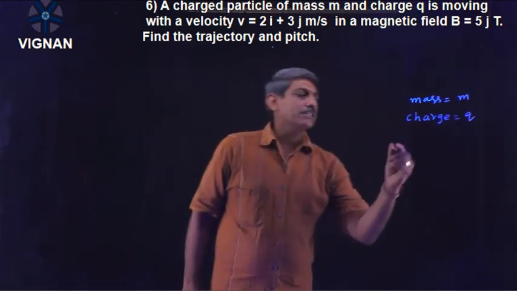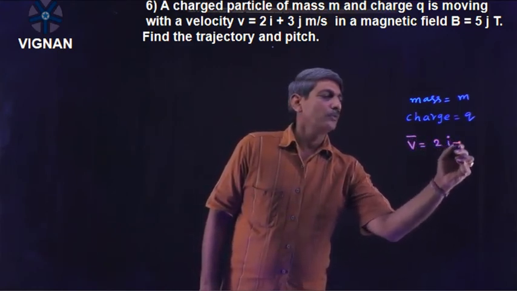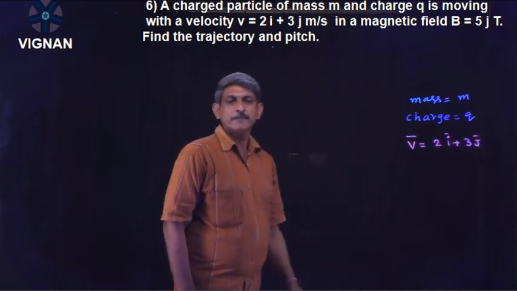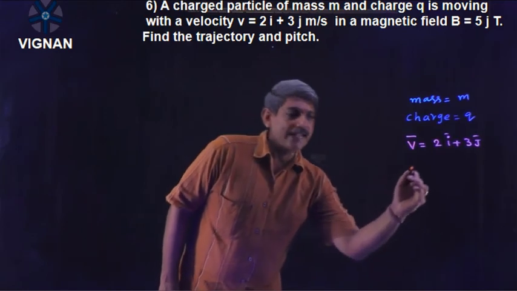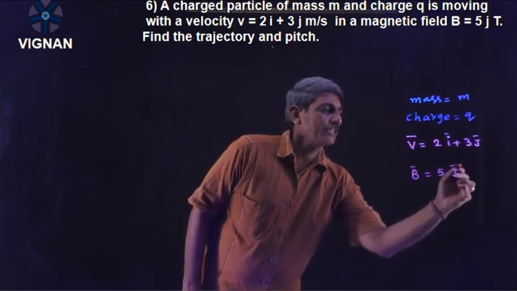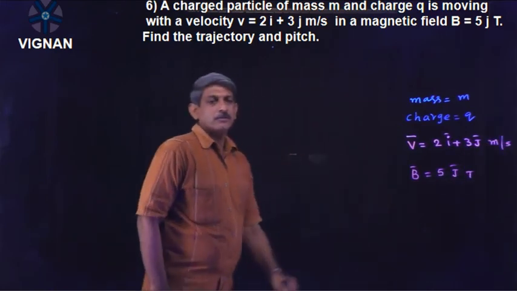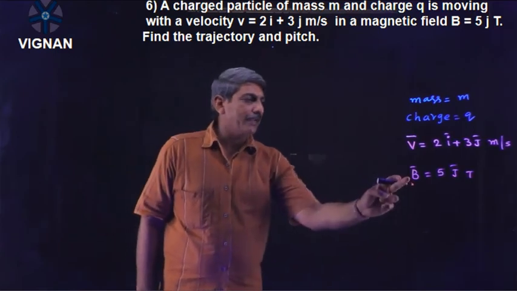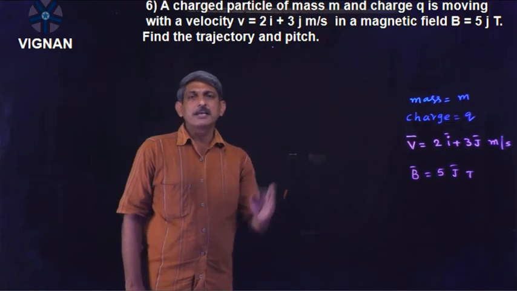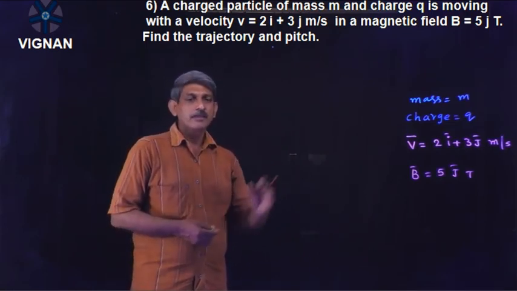Now, the velocity of the particle is given by v bar = 2i bar + 3j bar, and the magnetic field is given by B bar = 5j bar Tesla. When the particle enters this magnetic field with this velocity, what kind of trajectory does it describe, and what is the pitch of the particle? These are to be determined.